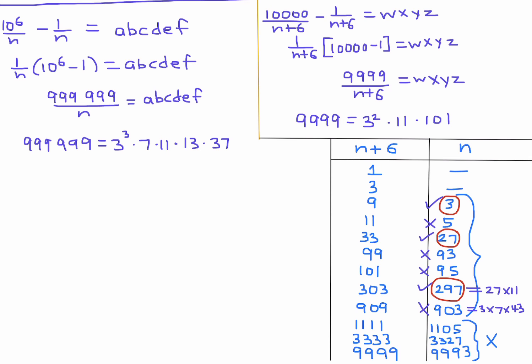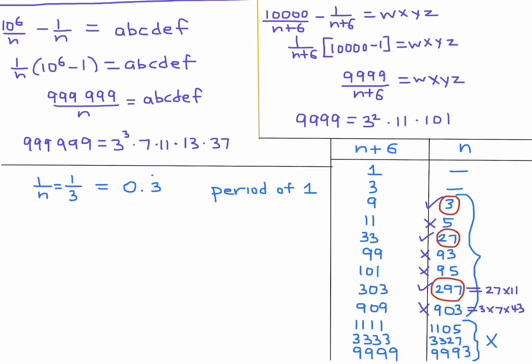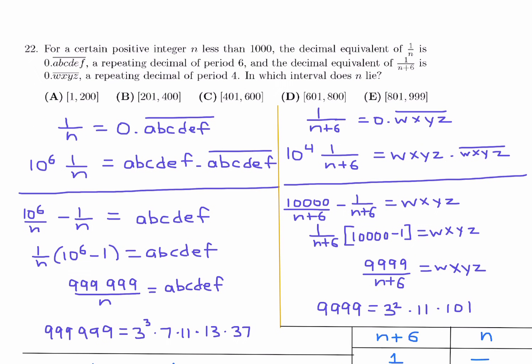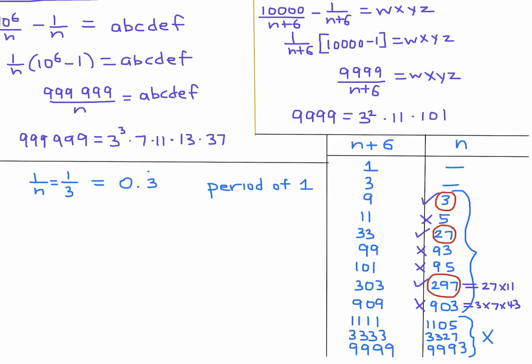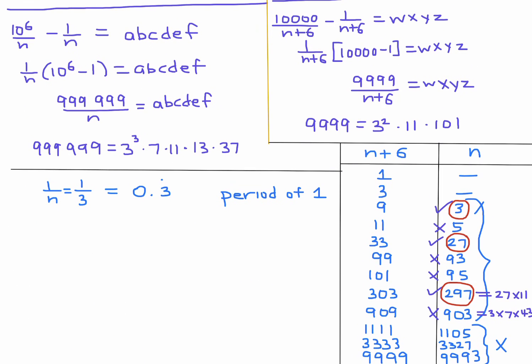Okay, it's pretty good progress. Let's see which one of those will actually work. And whichever one works is our answer. So first let's start with 3. If we have 1 over 3, 1 over n basically, where n is 3, what do we get? Well, as everybody knows, that's 0.3 repeating, and that is a period of 1, right? It's just one number that keeps repeating. And 1 over n, if you recall, had a repeating decimal with a period of 6. So that's no good. Okay, no problem. That means it's not 3.